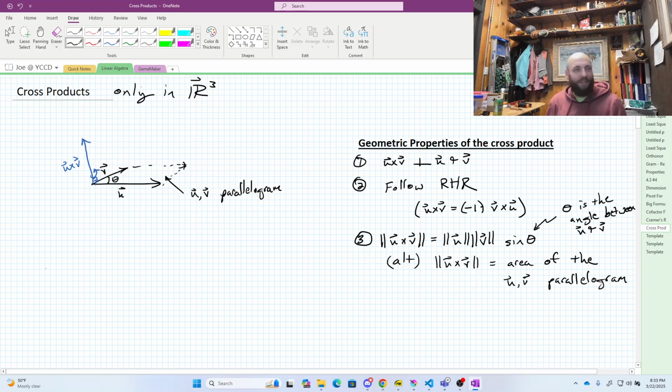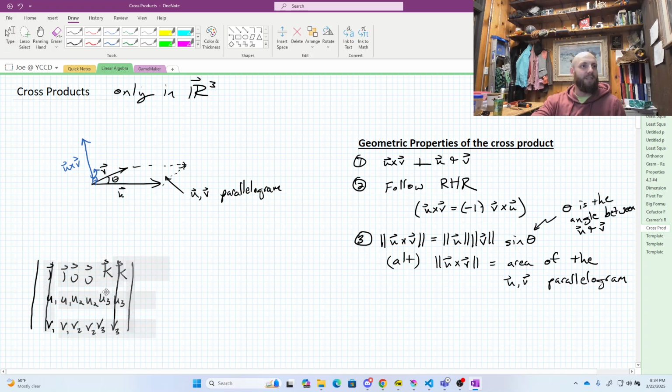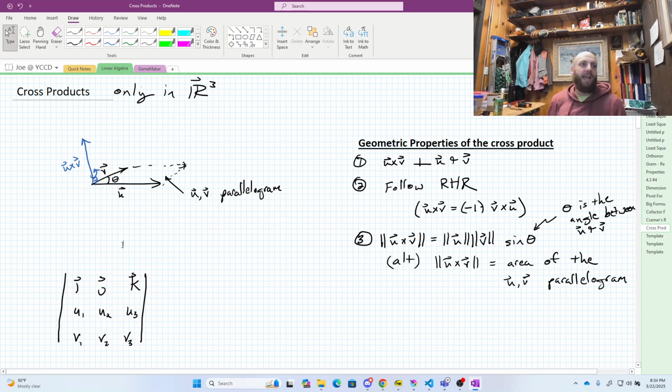So here's how you actually calculate one. I'm going to take a determinant, and this is just a symbolic determinant. I'm going to put i, j, and k as vectors here, the usual basis vectors in R3. Then I'm going to put u1, u2, and u3, the coordinates of the vector u. Then I'm going to put v1, v2, v3 in here. And this symbolic determinant is actually the vector u crossed v.